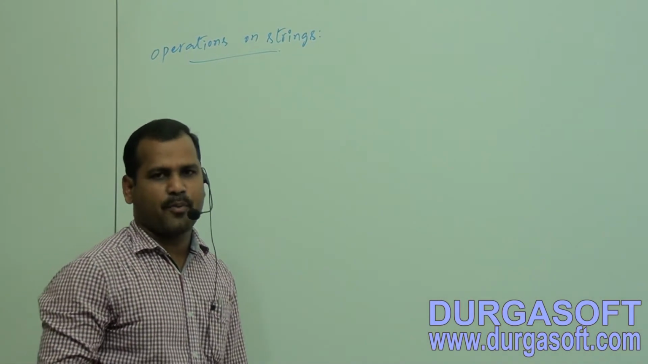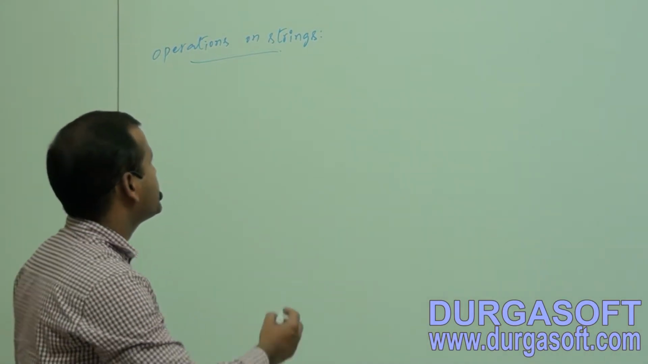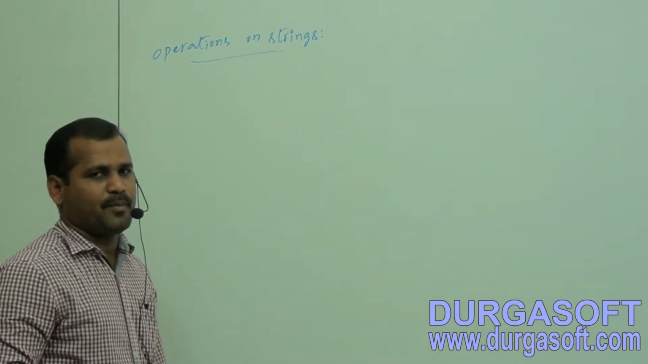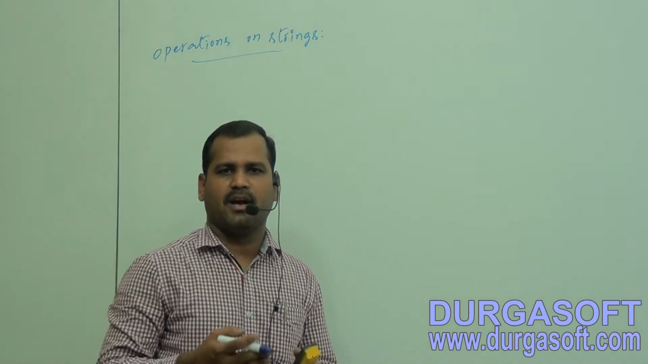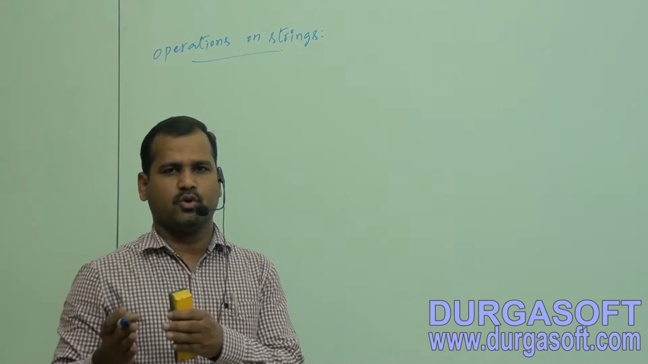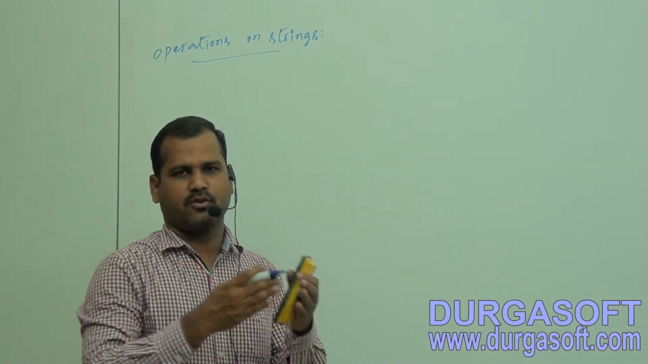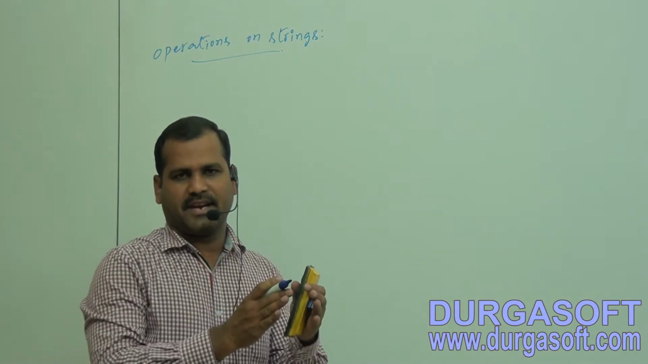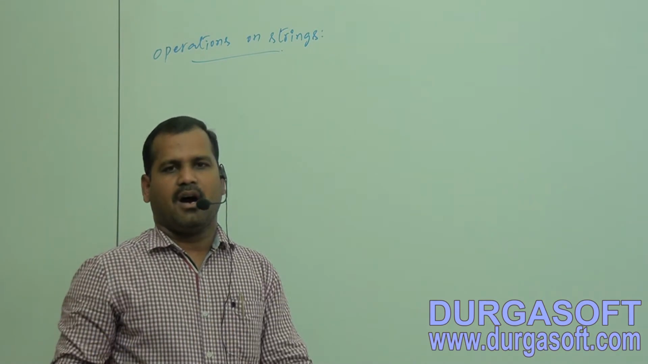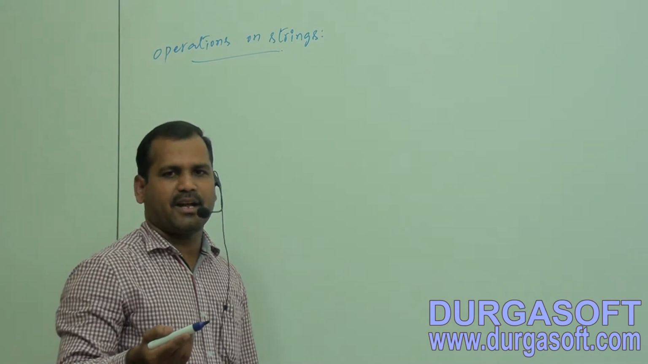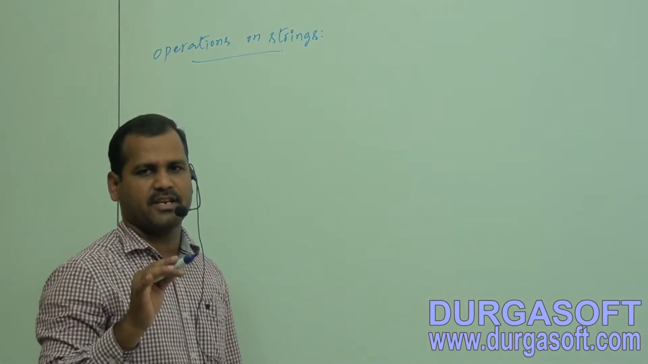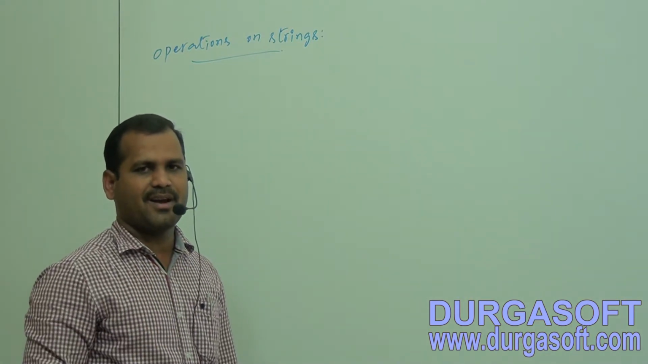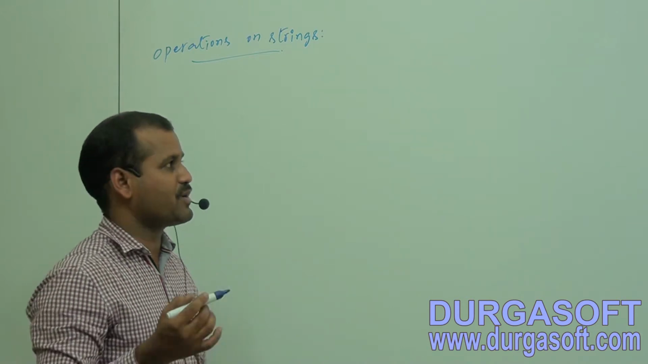Let us see some operations on strings today. There are different operations we can perform on strings, like we can add two strings, we can add one string to another string. Like that, we can compare one string with another string, or we can calculate the number of characters in a given string. Like that, we can perform different operations on strings. Let us see them one by one.